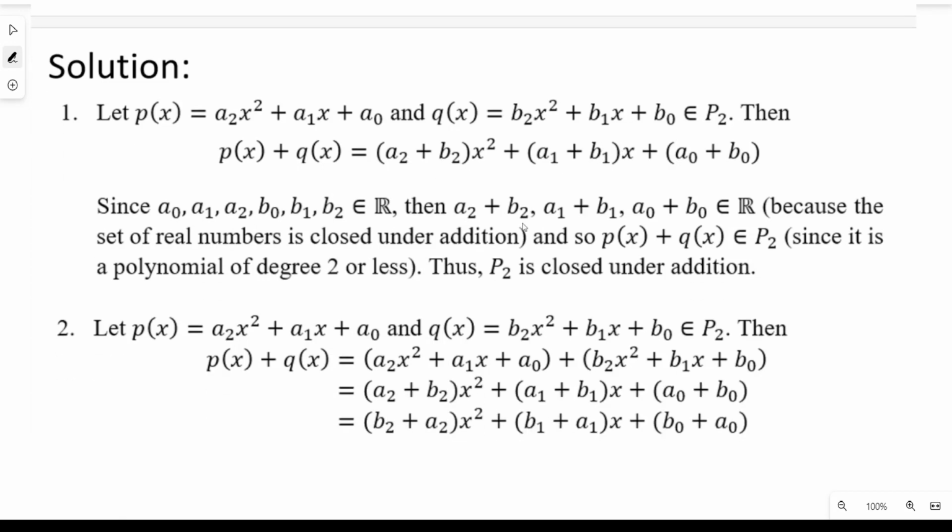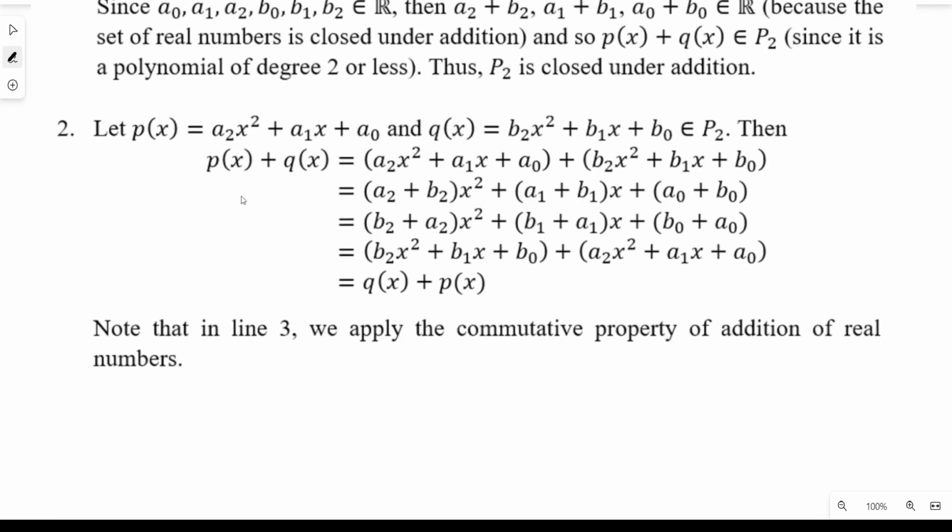So here the sum. Okay. So this shows right here that the set of polynomials of degree 2 or less, represented by P sub 2, is closed under addition. Here is about the commutative property of adding your two polynomials now.